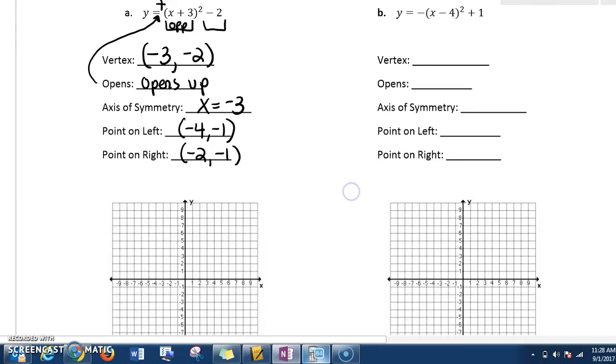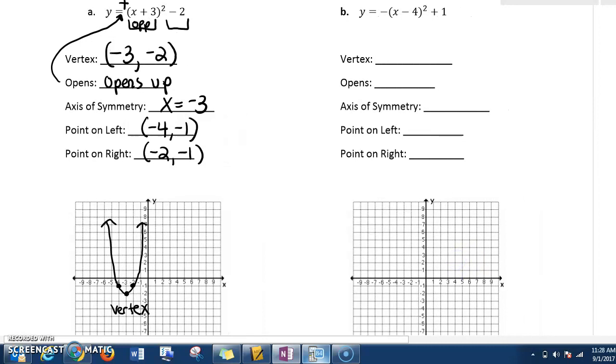So let's plot these 3 points. We have the vertex at -3, -2. That's our vertex. I'm going to label that vertex. And then we have another point at -4, -1, and another one at -2, -1. And because I know it looks like a U, I'm going to make it as U-like as possible. So here's the curves on that one. So I hope that was helpful.